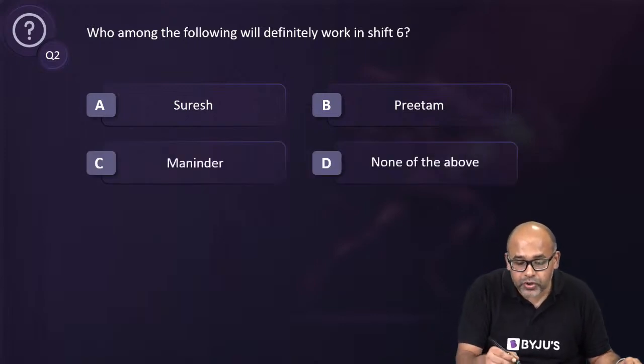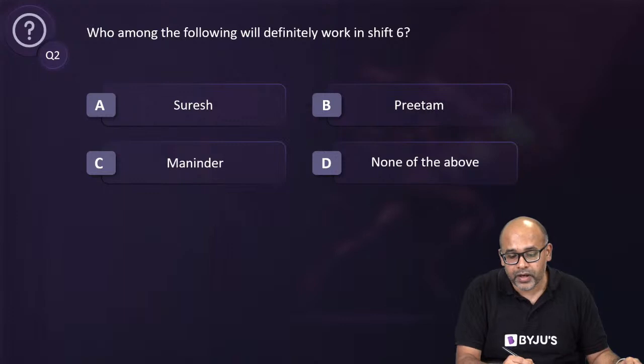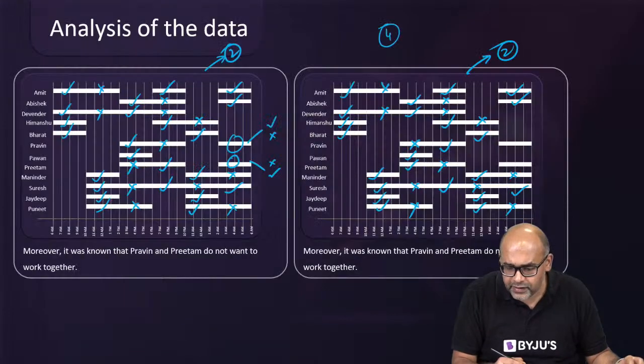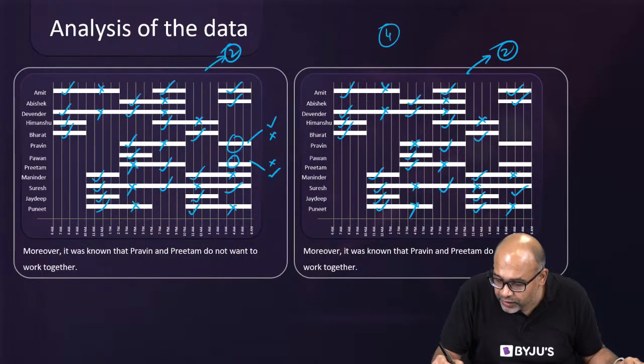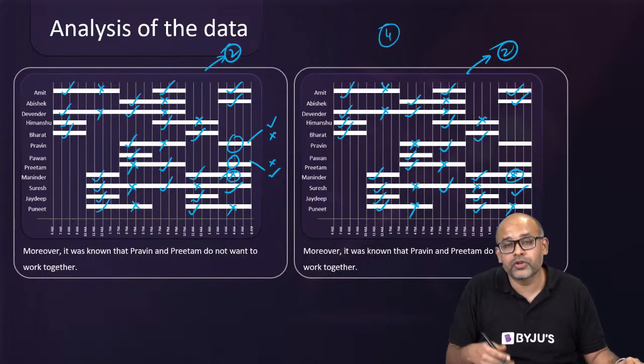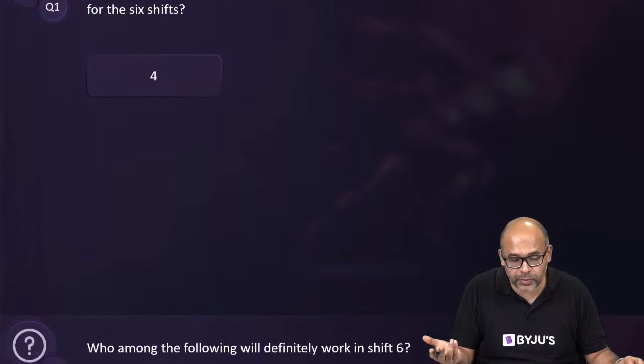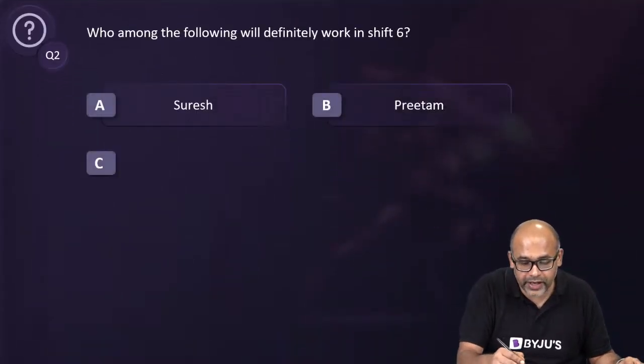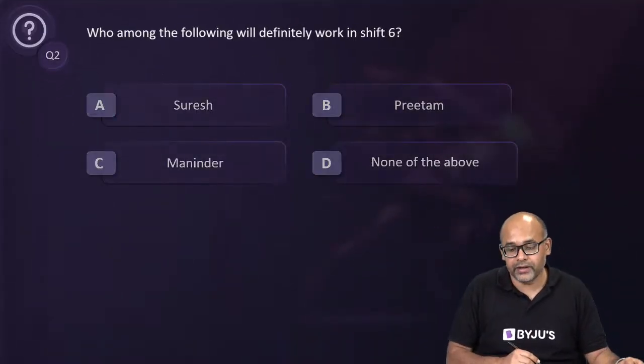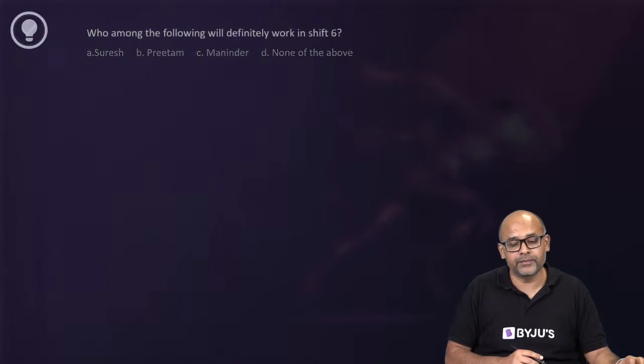We can see Suresh will definitely work. Maninder is not there at all in both the cases. So Suresh will work. Preetham may or may not work. So it has to be option A, Suresh. Preetham we cannot confirm. So that's your answer.